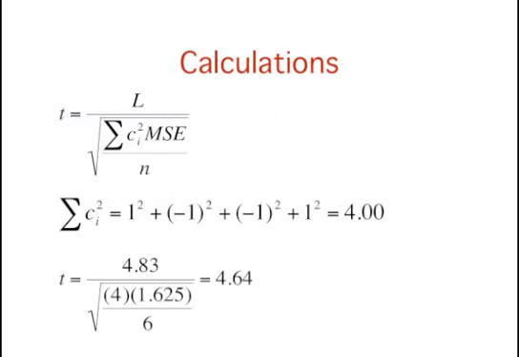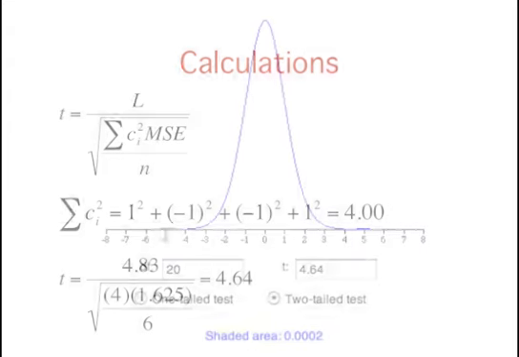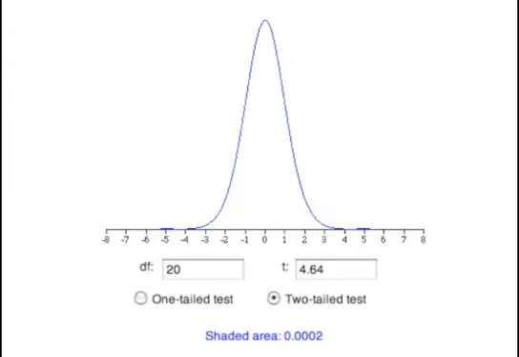We will now continue the calculations to determine if this L value is significant. The sum of the squared coefficients is 4. MSE and n are the same as in the previous example. Putting it all together, we find that t is equal to 4.64. The two-tailed p-value is 0.0002. Therefore, the difference between differences is highly significant.